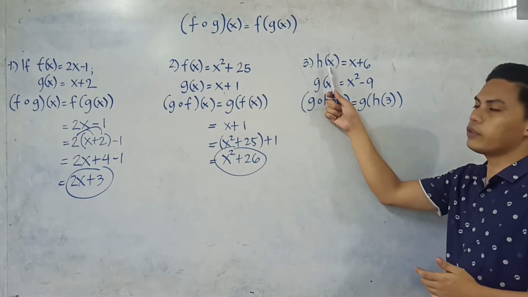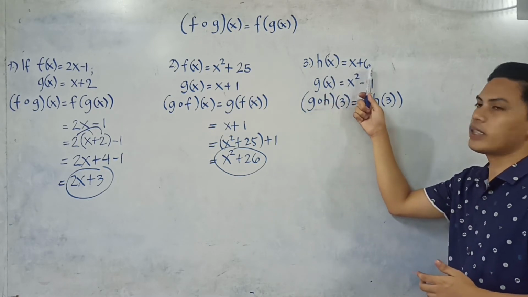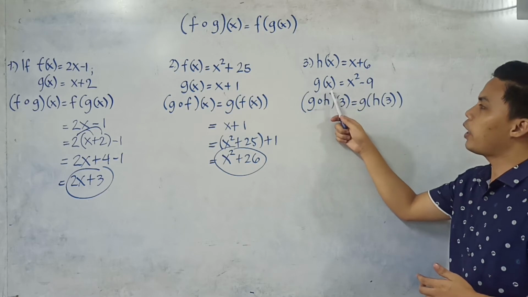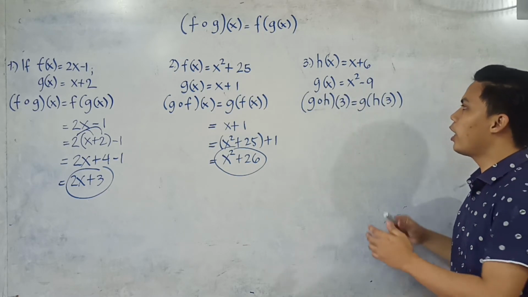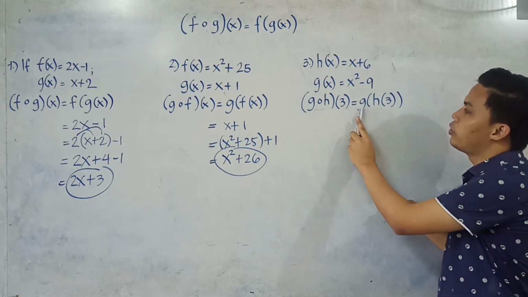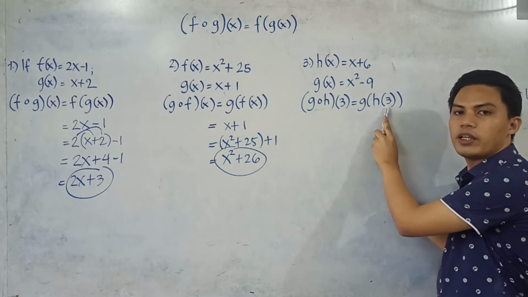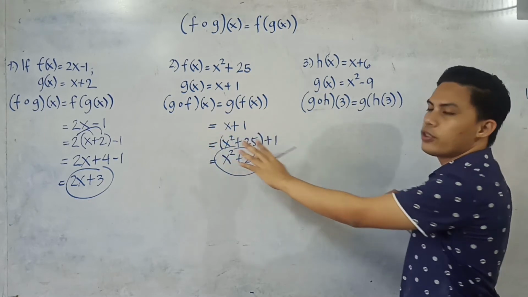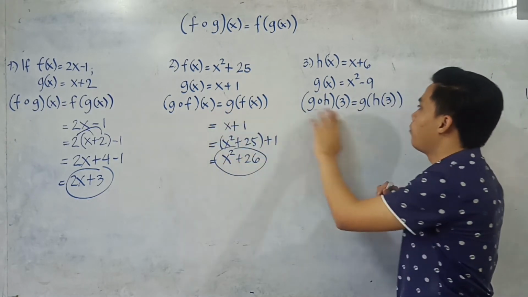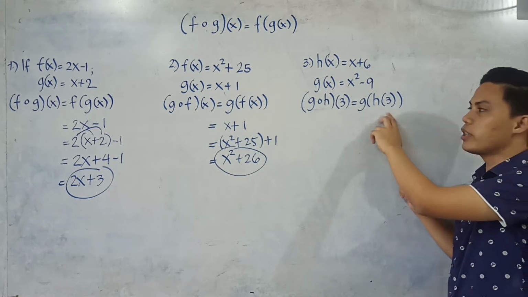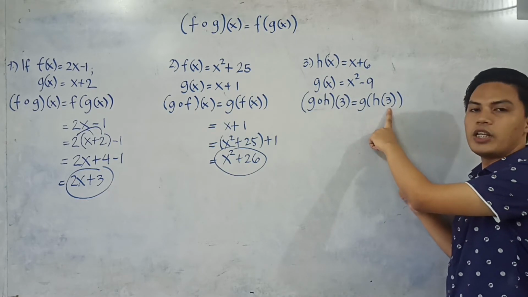We have h of x is equal to x plus 6 at ang g of x naman is equal to x squared minus 9. Ngayon, ang hahanapin natin would be g of h of 3. Unlike sa examples number 1 and 2, sa kanila x lang nakalagay dito, di ba? Pero pagdating sa number 3, may value na si x. Yung value ng x natin would be equal to 3.